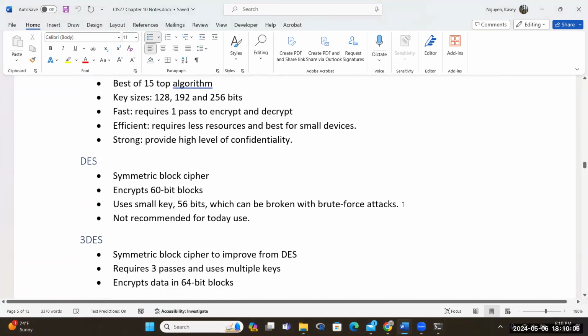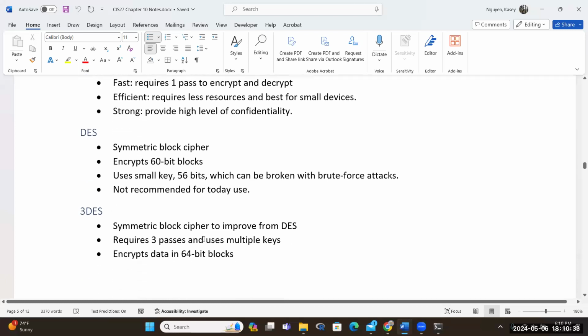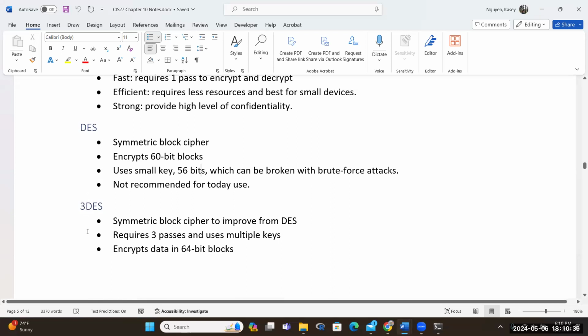And then another one that you often hear about that is symmetric and is block-based is DES. And this uses a 64-bit block, a little bit different in size compared to Advanced Encryption Standard. The key length is smaller though, so the key can be cracked with brute force because it is 56 bits. Triple DES is the later, more advanced version. It also uses a block size. It requires 3 passes using multiple keys.